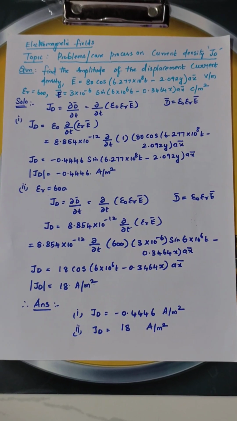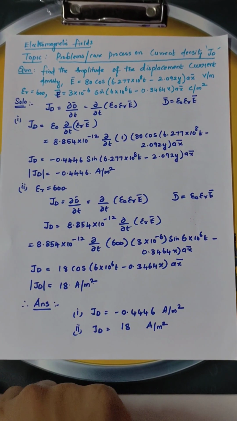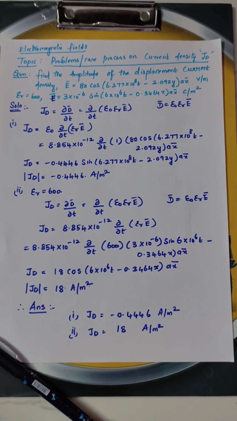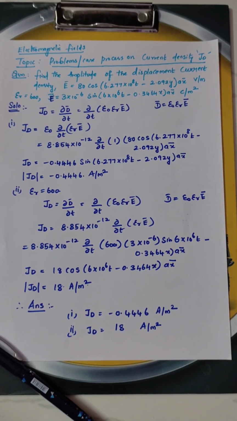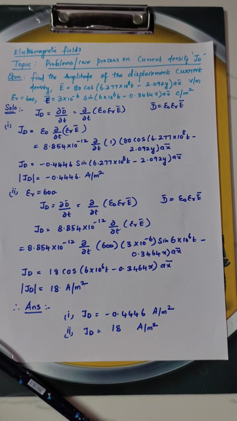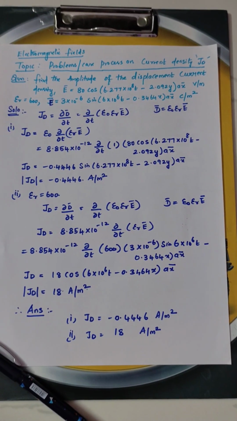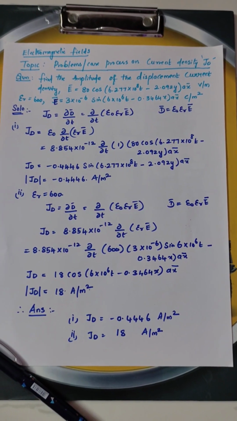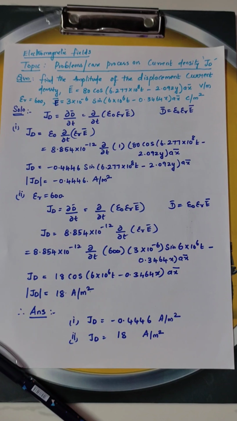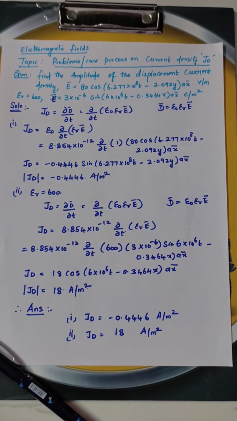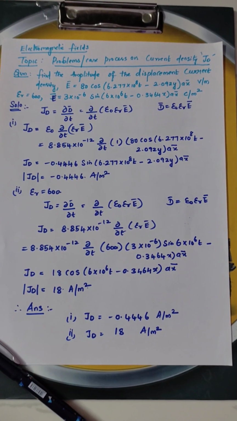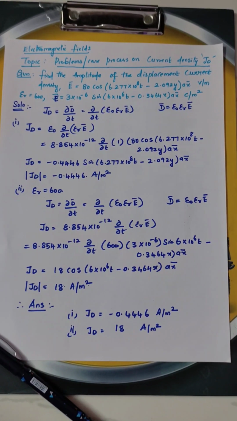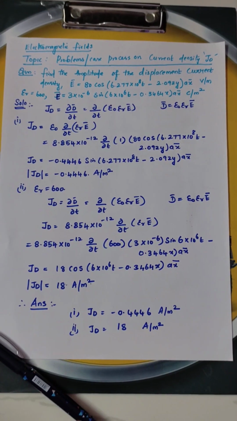We are going to see the unit Time Varying Fields and Maxwell's Equations. A repeatedly asked question is to satisfy the Maxwell equation, one problem. Apart from that, they ask to find the current density or displacement current density. Sometimes it will be like a case problem. The topic is displacement current density, JD. D is displacement, J is current density.